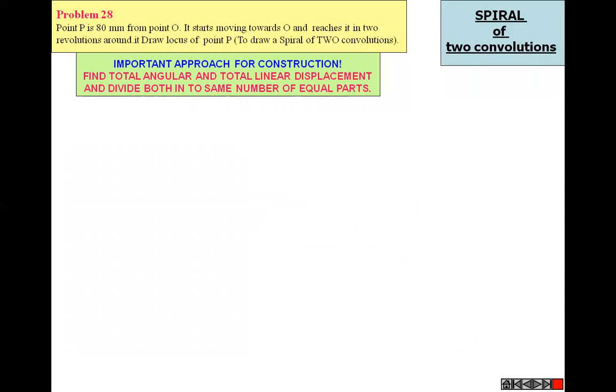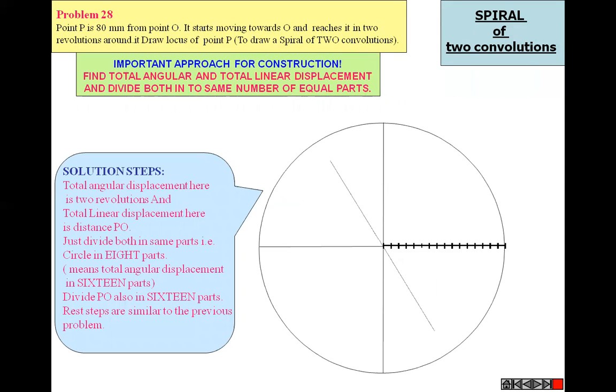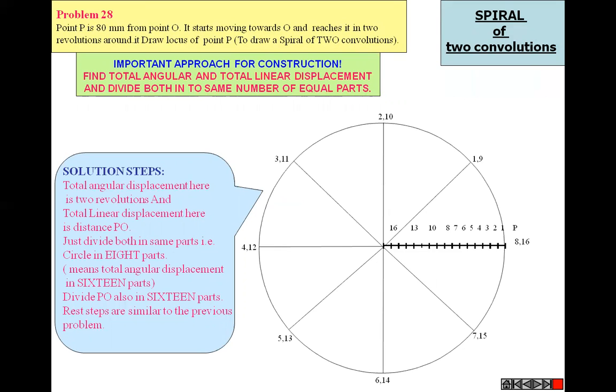Then if we have to draw two convolutions, and we are dividing the circle into 8 parts, then we have to divide the radius into 16 parts. That means double, because we have to draw two convolutions of the spiral. For one convolution, we have seen 8 parts of the circle and 8 parts of the radius. If for two convolutions there are 8 parts of the circle, then there are 16 parts of the radius.